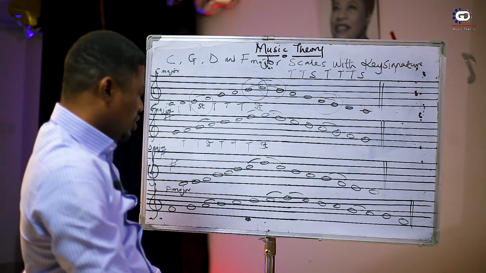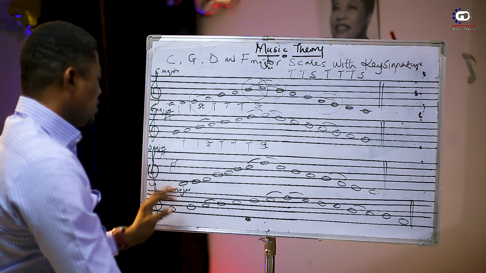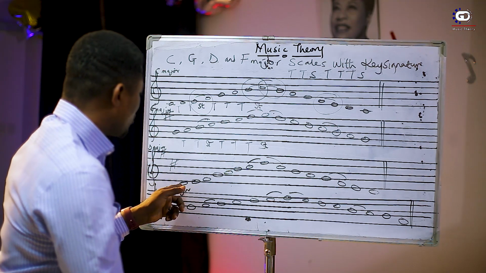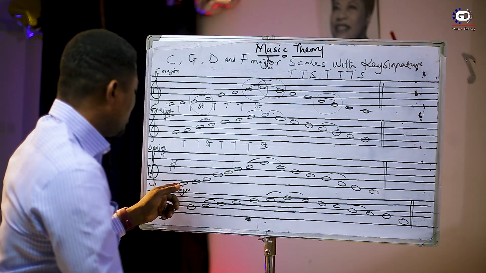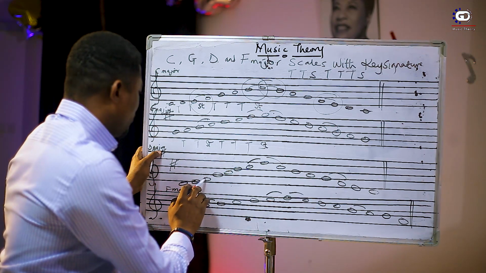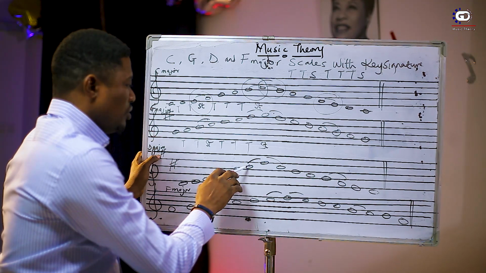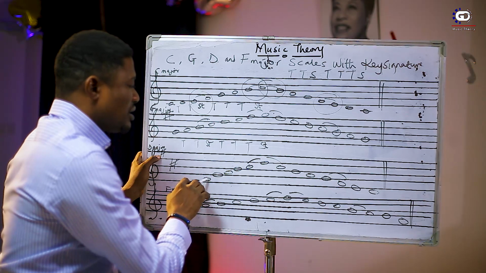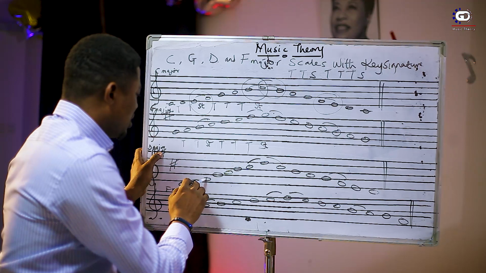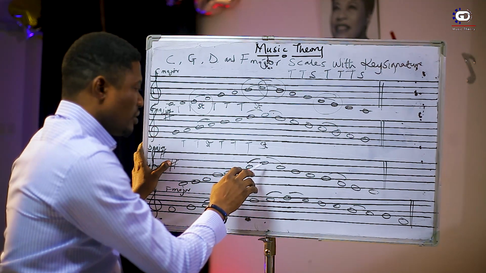D major has 2 sharps, as we have seen in the key signature the last time. Now, the 2 sharps, F sharp and C sharp. So you start with your D, right? So you have your D, E, F sharp. Don't forget that the presence of this F sharp and C sharp automatically makes the note affected in the scale. So you have D, E, F sharp, G, A, B, C sharp, and your D, right?